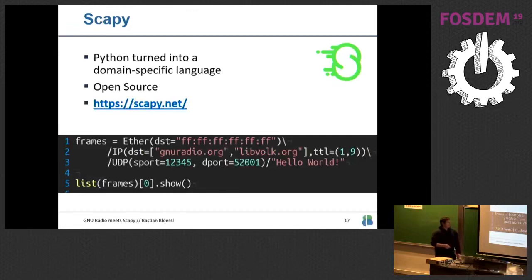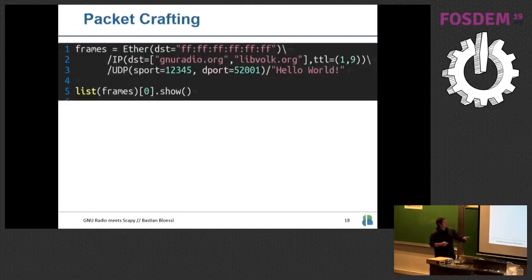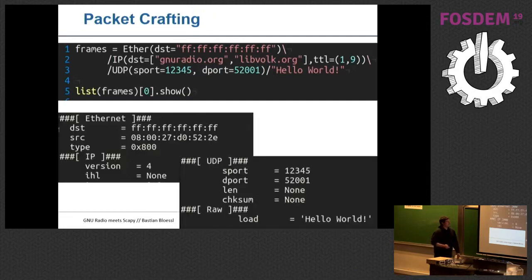For example, I have this example a bit more in detail. It also shows advanced features that we don't really need, but it shows you how comprehensive it is. For example, here the destination is two things, so it will create one IP frame to GNU Radio, one IP frame to libvolk. Here we have something in parentheses, which means it's creating a frame with TTL 1, TTL 2, TTL 3, and so on and so forth. And then it basically does everything for you.